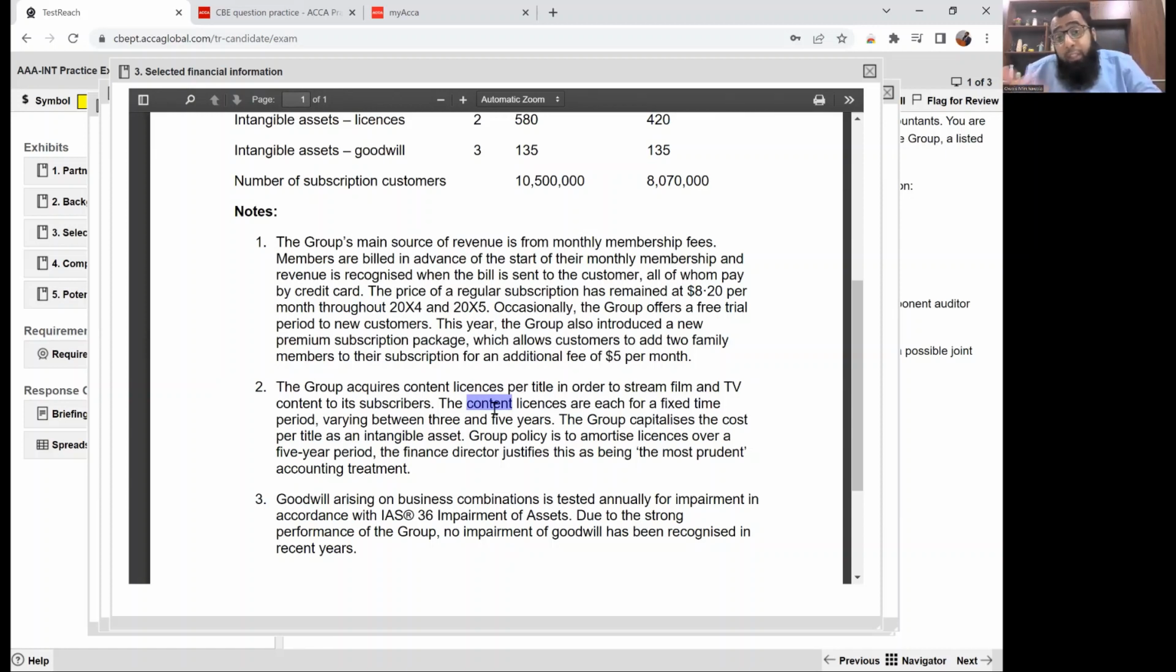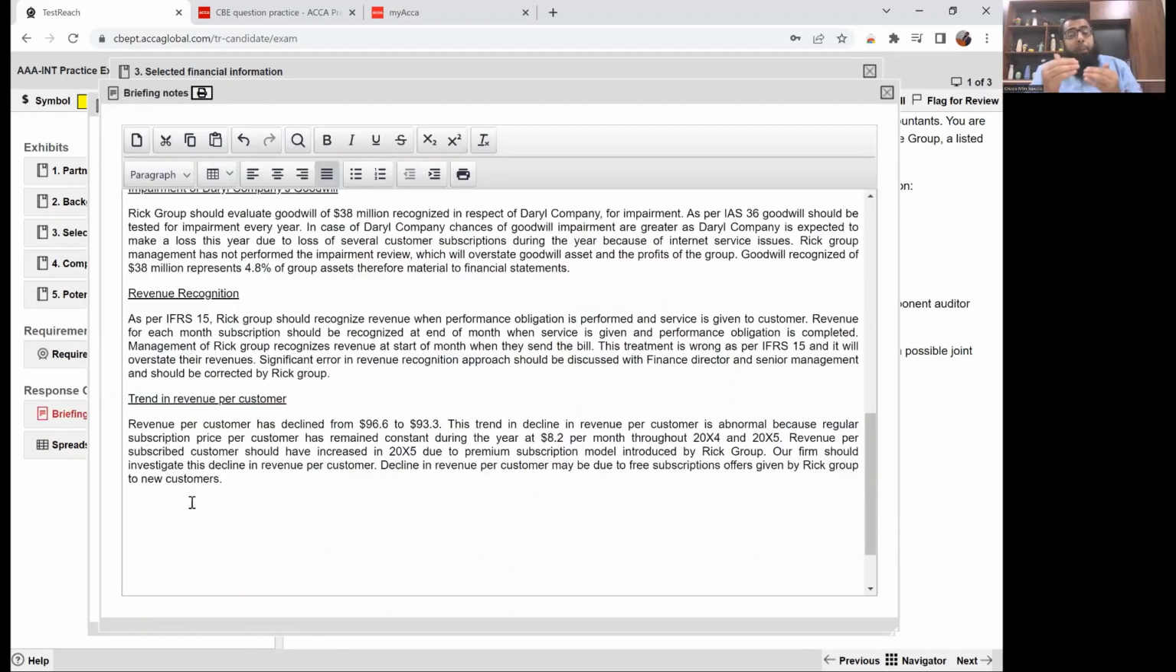Okay. And here you can also write a risk that the finance director is using a wrong approach. Maybe he lacks expertise or maybe he's biased towards increase of profits. Okay, so currently what we are doing is that we are just drafting the points. At the end of the question, we'll do the prioritization work. So now, amortization of licenses.